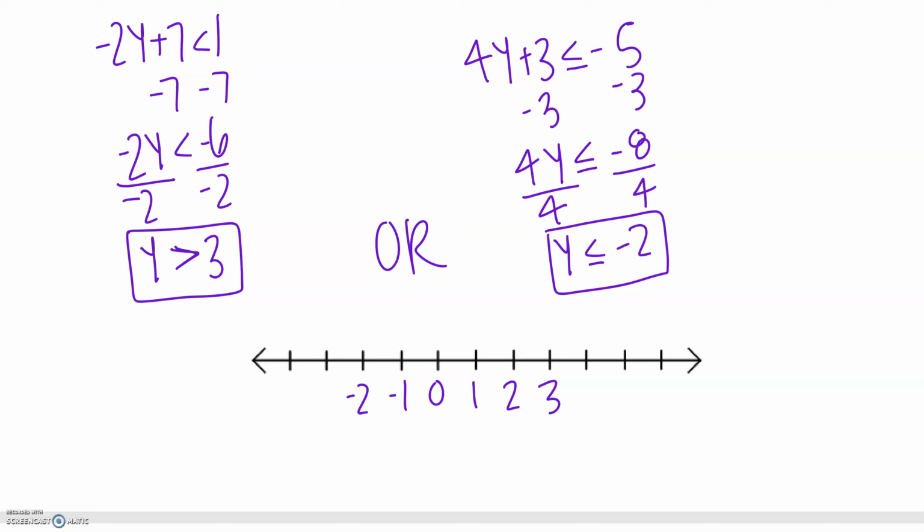So our first one we have y is greater than 3, so we have an open circle at 3, and we're shading to the right. And our second one we have y is less than or equal to negative 2, so we have a closed circle at negative 2, and we are shading to the left. Okay?